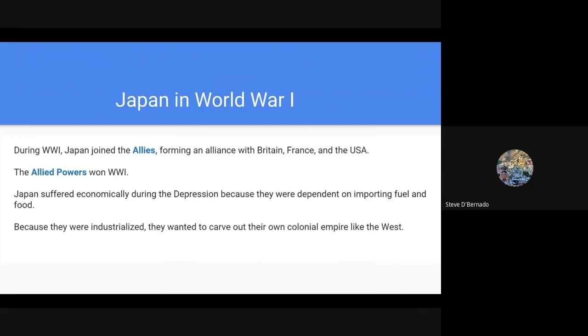So during World War I, Japan joined the Allies, forming an alliance with Britain and France, and as well the United States. The Allied powers won World War I. Japan suffered economically during the Depression following the war because they were dependent on importing fuel and food, as well as natural resources. Remember, Japan is an island, a small island that is rapidly industrializing. They need resources, okay? And they did not have enough. Because they were industrialized, they wanted to carve out their own colonial empire, just like the West.